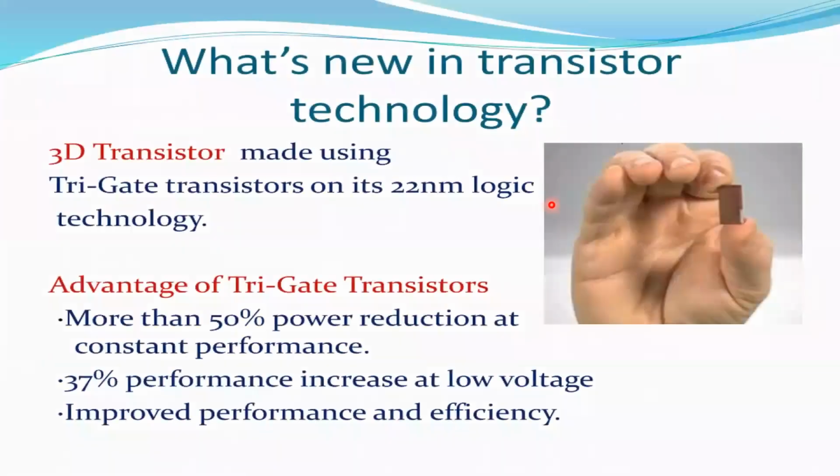What is the newest transistor technology? A 3D transistor made using tri-gate transistors on its 20 nanometer logic technology. Advantages of tri-gate transistors: more than 50% power reduction at constant performance, 37% performance increase at low voltage, improved performance and efficiency.